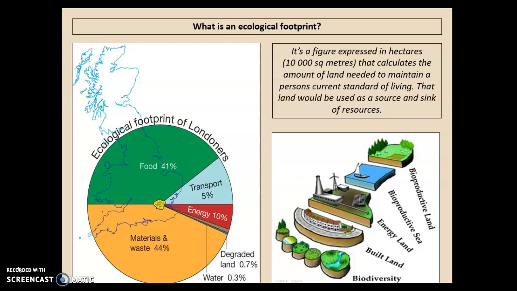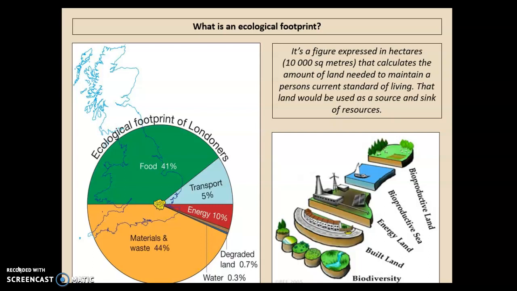And then again, just reiterating, it's the source and the sink of resources. So, how much land do you need to get all the stuff you need, and how much land to get rid of all the junk that you create in response to that. The picture on the left there shows the ecological footprint of Londoners. You can see that a lot of the ecological footprint is made up of food, and a lot of it is made up of waste.